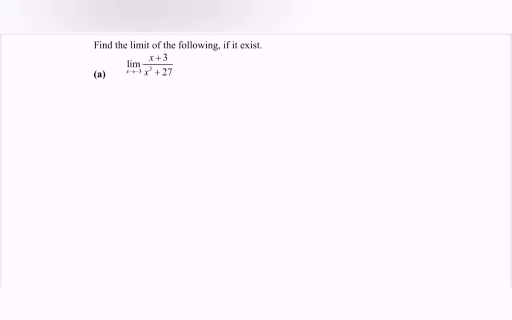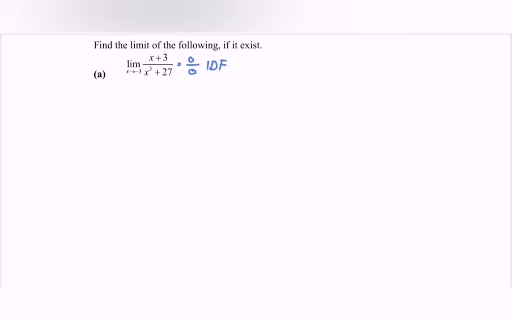Hello everyone, in this video I'm going to discuss an example for limit. Find the limit of the following if it exists. Part A: the limit as x approaches negative 3 of the function (x plus 3) over (x cubed plus 27). Substitute the value negative 3. Here we will have 0 for the numerator and 0 as well for the denominator. So here we have the indeterminate form.